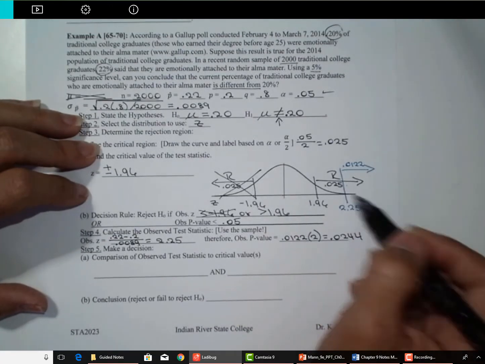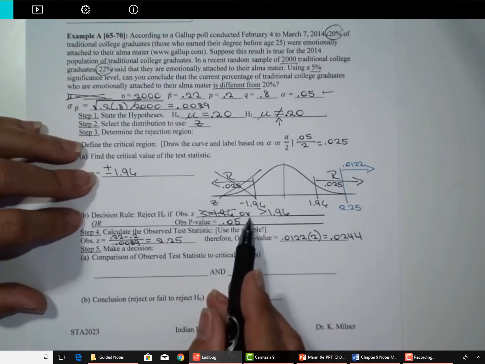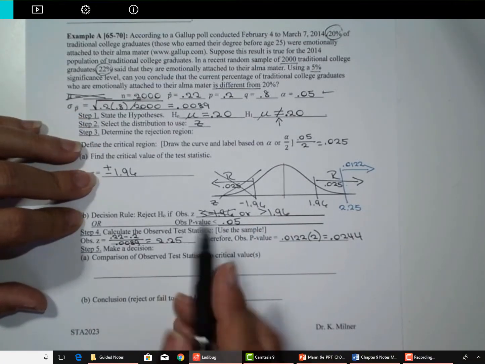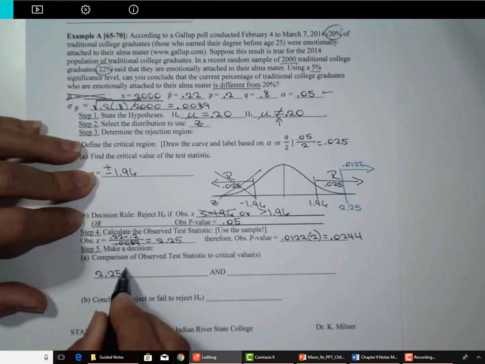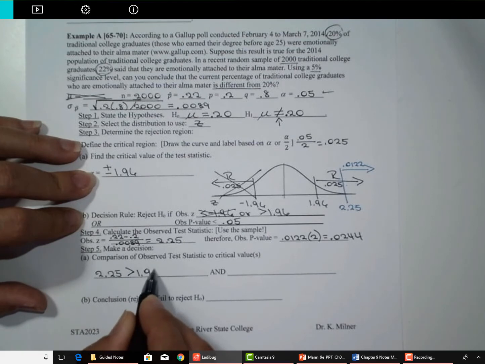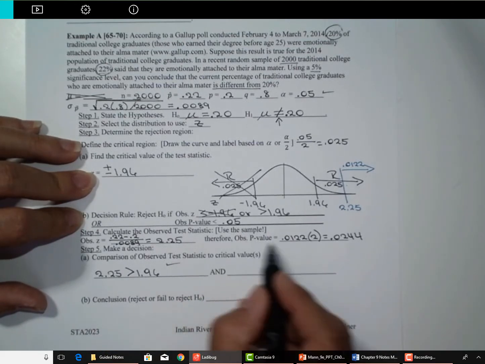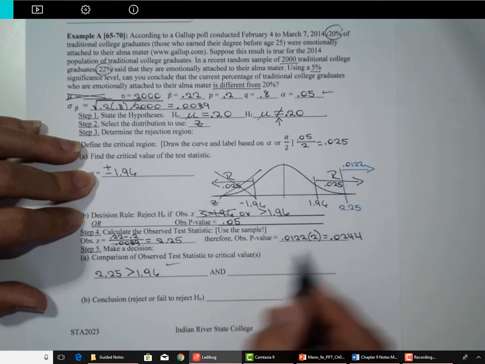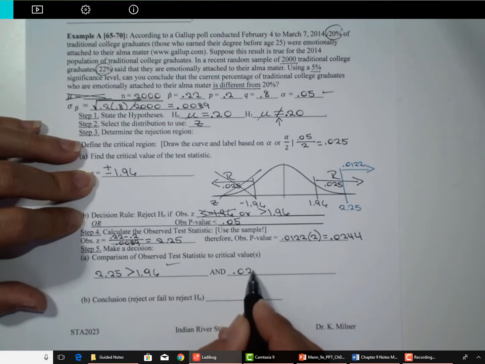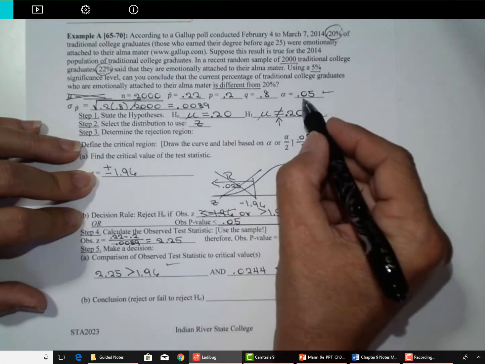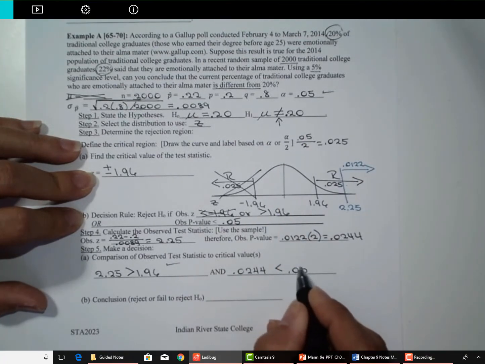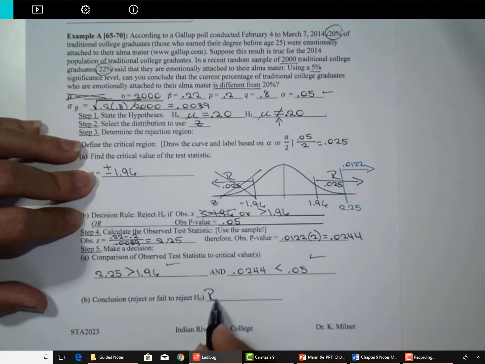Okay, I'm pretty sure it falls in the rejection region, but let's compare it. I was going to reject if my observed z, which was 2.25, was greater than 1.96, and it is. I was also going to reject if my observed p-value, which I calculated to be 0.0244, was less than my alpha, which is 0.05, and it is. So I feel pretty safe in saying I can reject the null hypothesis.